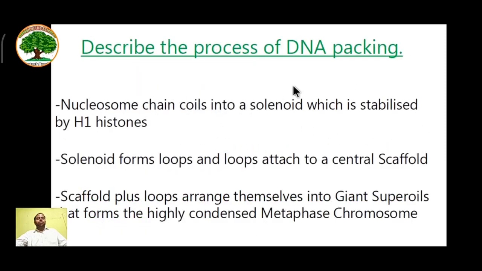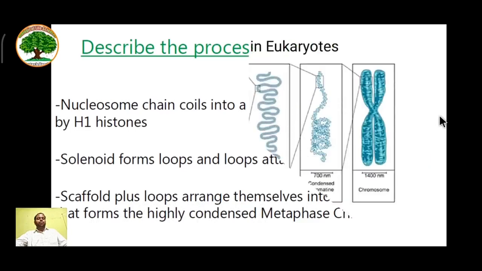Let's describe the process of DNA packaging in eukaryotes. The nucleosome chain coils into a solenoid model which is stabilized by H1 protein. So remember, H1 protein helps in formation of the solenoid model. The solenoid forms loops, and the loops are attached to the central scaffold. The scaffold plus loops arrange themselves in a giant supercoil that forms the highly condensed metaphase chromosome.